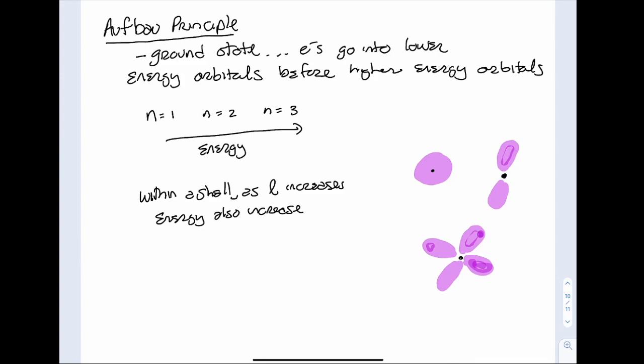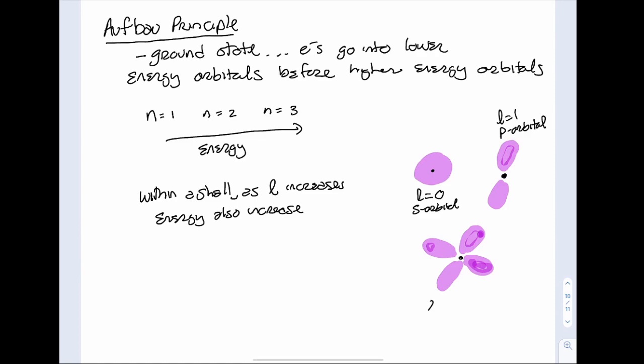Electrons closer to the nucleus are lower in energy. Electrons further from the nucleus are higher in energy. So if I have an s-shaped orbital, l is equal to 0, those electrons are centered around the nucleus. If I have a p-shaped orbital, l is equal to 1, those electrons are not centered around the nucleus, right? I have 2 lobes distant from the nucleus where those electrons can be.